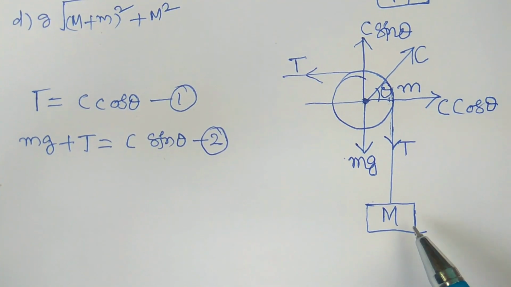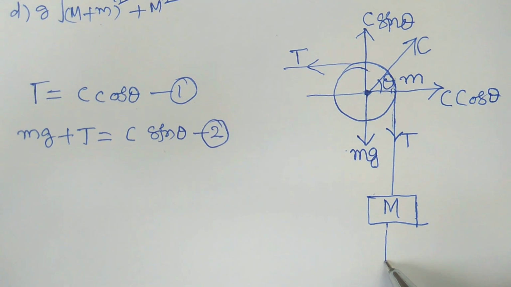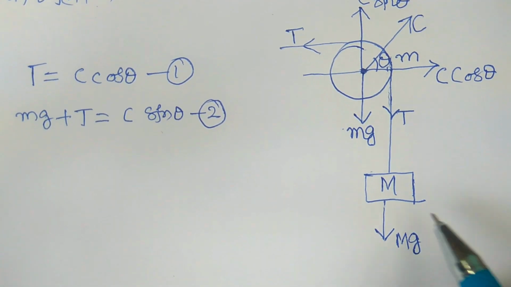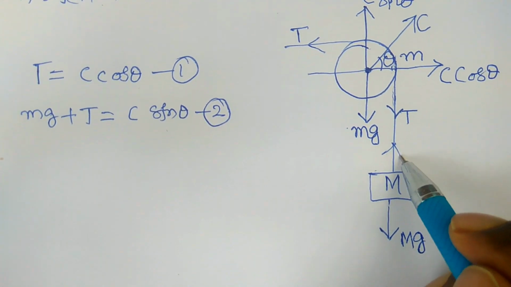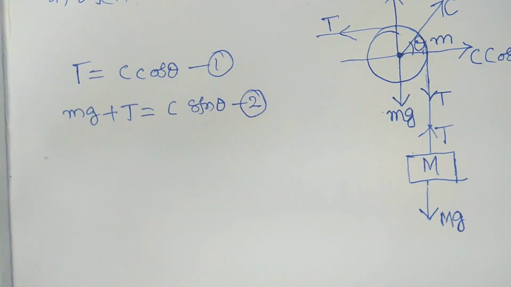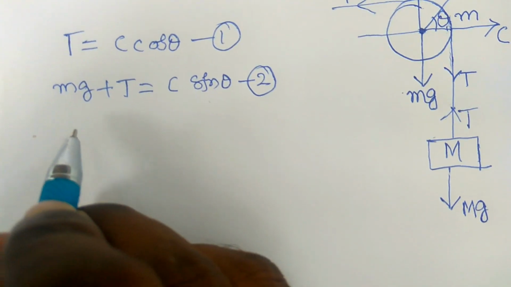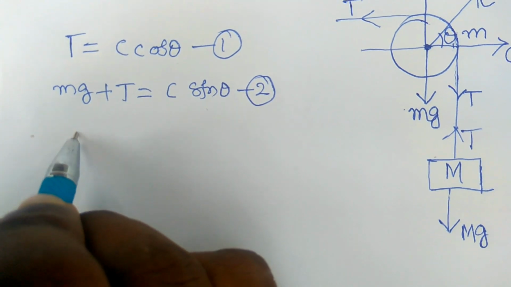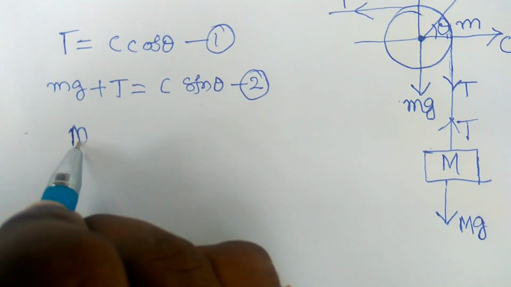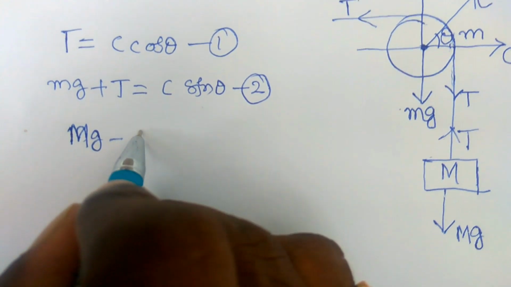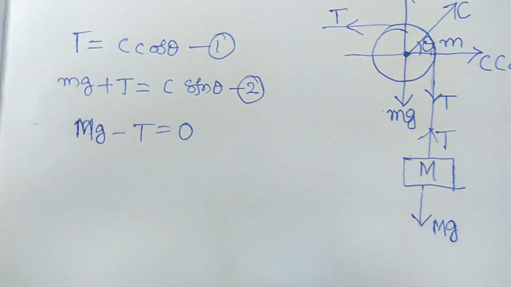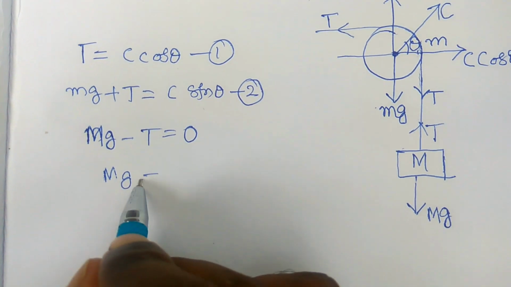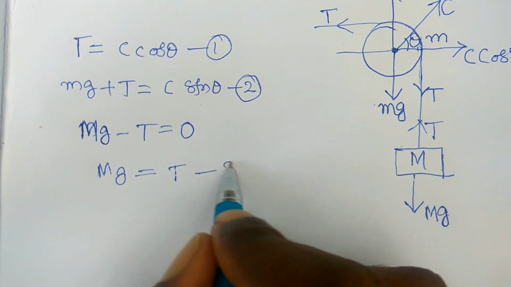Now coming to the block of mass m, the weight should be acting downwards. W is equal to mg, and the tension should be acting upwards. So here, as the upward and downward directions are different, we can write capital M small g minus T is equal to 0. So then we can simply write capital M small g is equal to T. So this is equation 3.